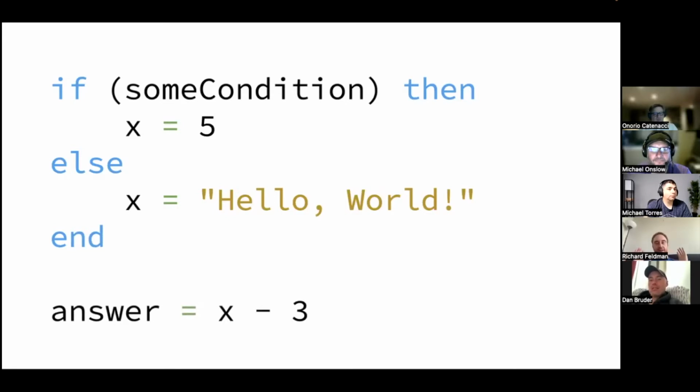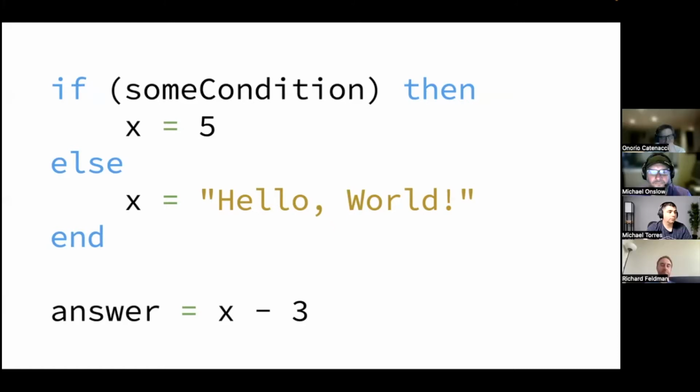So if we have a no type checking world, obviously this is going to do something different depending on whether some condition is true or false. If it's true, then we're going to get 5 minus 3. And if it's false, we're going to get hello world minus 3. So what's that going to do in the hello world case? In the 5 minus 3 case, we can know what the answer is going to be. It's going to be 2, but what happens in assembly code, for example, if we run this?